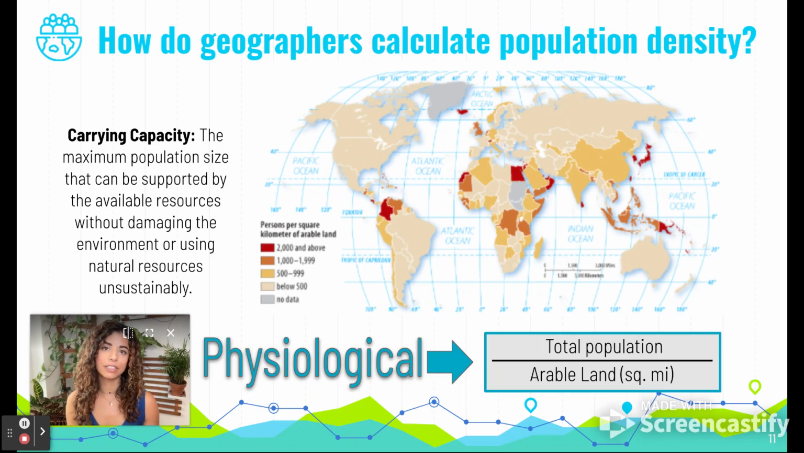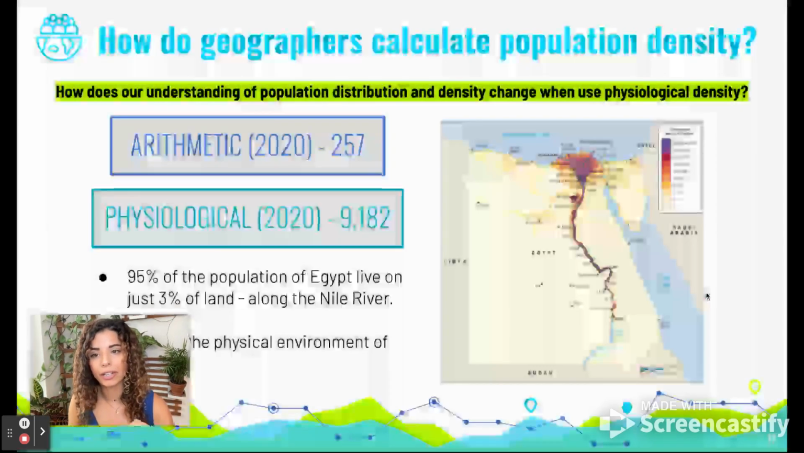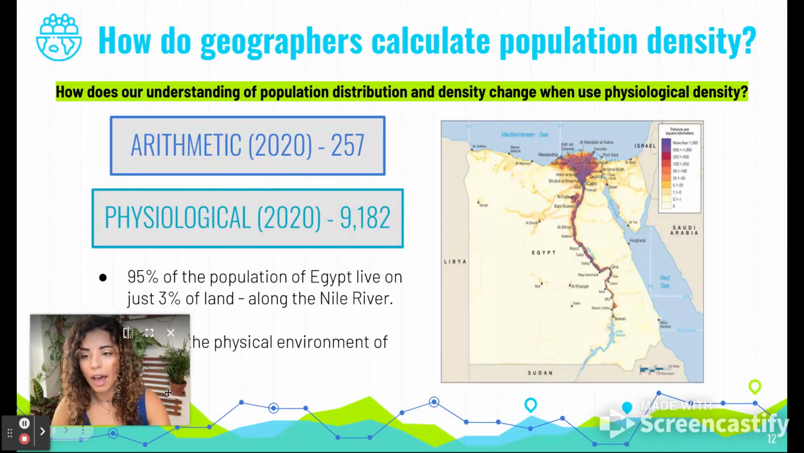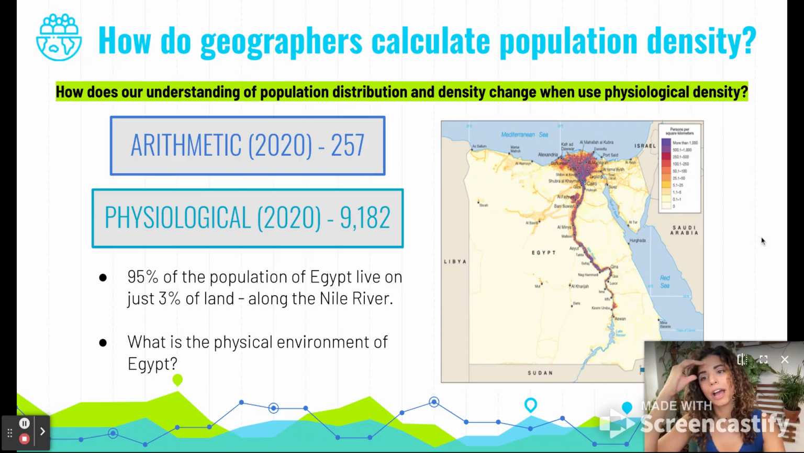And what this does is it reveals a little bit about the carrying capacity of that area. So another great term for you all to know. This is the maximum population size that can be supported by the available resources without damaging the environment or using natural resources unsustainably. So this gives you a little peek into that particular factor. However, we do have global trade, right? So even if there might not be that much arable land, food or agricultural products can be imported.